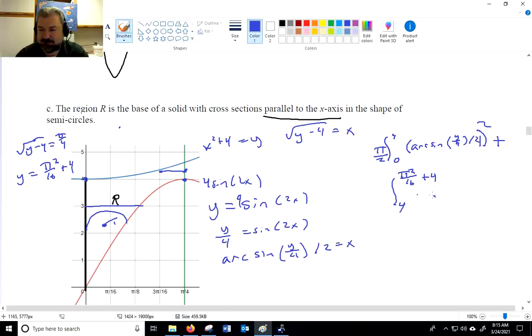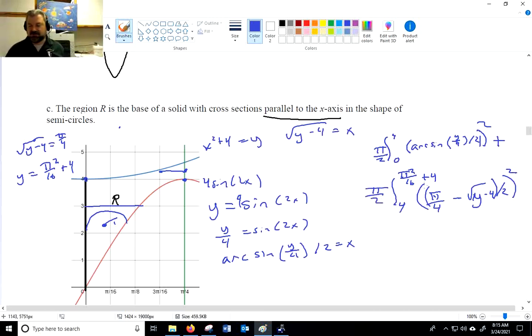So it'll be pi over 4 minus the square root of y minus 4. That's the radius. Actually, that's the diameter. So now I need to divide it by 2. Then I need to square it. Then I need to multiply it by pi and have it. Those two together would give me my full volume. Kind of a tough one, but still kind of neat, right?